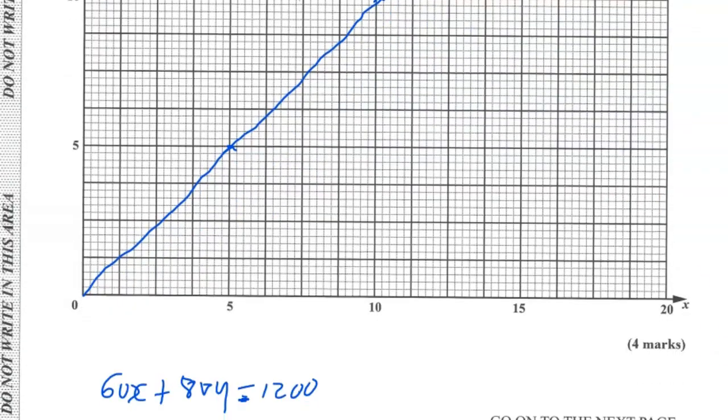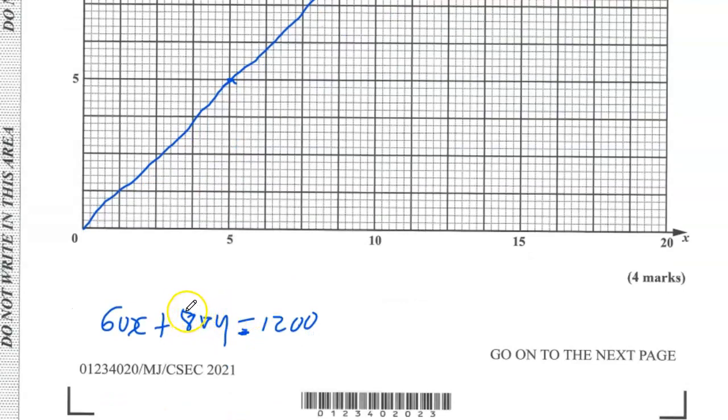And to get the point where this line cuts the x-axis now, you will let the 80y be 0. If y is 0, then 80y will be 0. So you're solving the equation 60x equal to 1200. And if 60x is equal to 1200, divide both sides by 60. So 1200 divided by 60 is 20, which would be here. So you cut the x-axis at 20. Alright, so you cut the y-axis at 15, x-axis at 20.